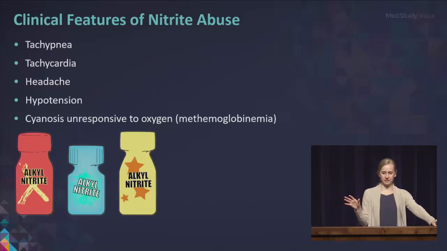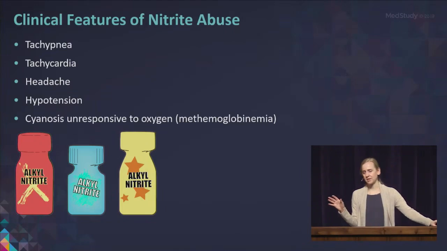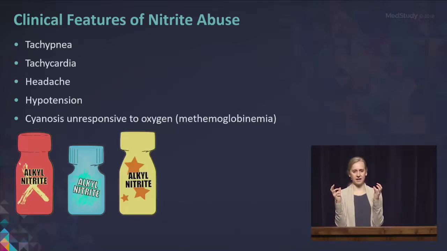But most importantly, they can develop methemoglobinemia, right? So you probably remember methemoglobin is a molecule that basically, when the hemoglobin changes this way, it can't unload the oxygen. And so it travels around and it becomes this blue color.